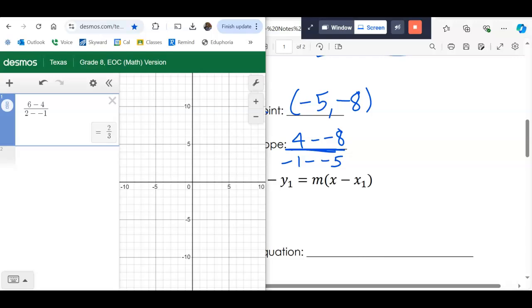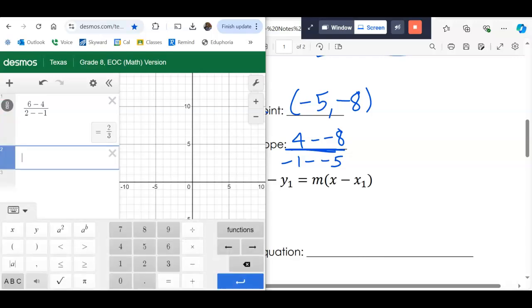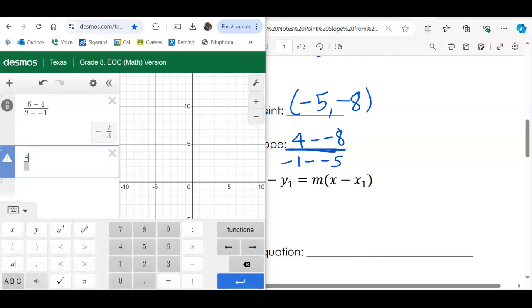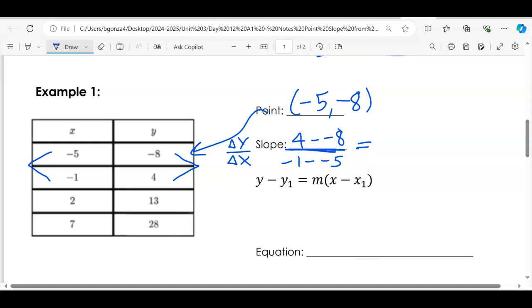Can you type that in to Desmos? Click divide, 4 minus -8. On the bottom, -1 minus -5. It gives me a whole 3. So equals 3. So I have x1, y1, and now I have m. Can you plug that into point slope formula like we did before?